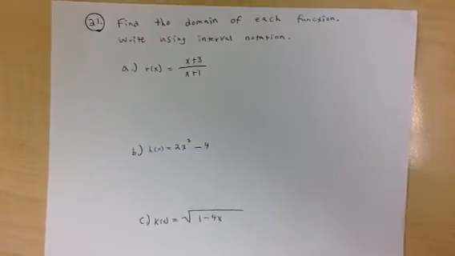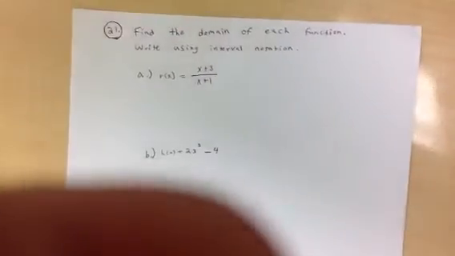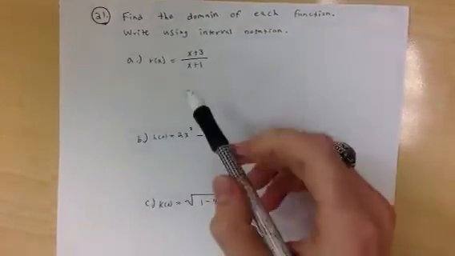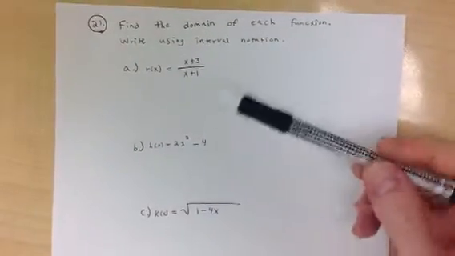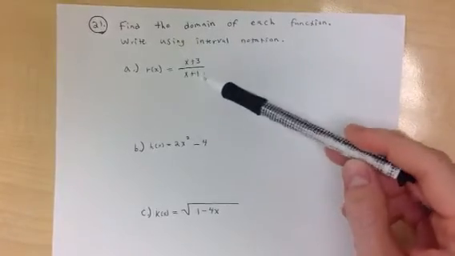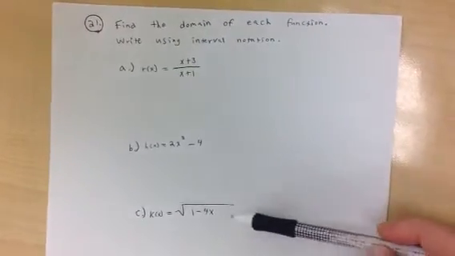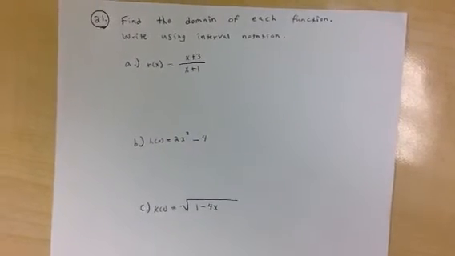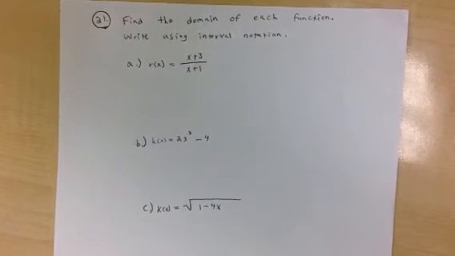This is a college prep exam review, number 21. The instructions are to find the domain of each function, write using interval notation. Okay, for A, for these, it's either going to be under as a denominator of a fraction or as the expression under the square root, which can't be less than 0.